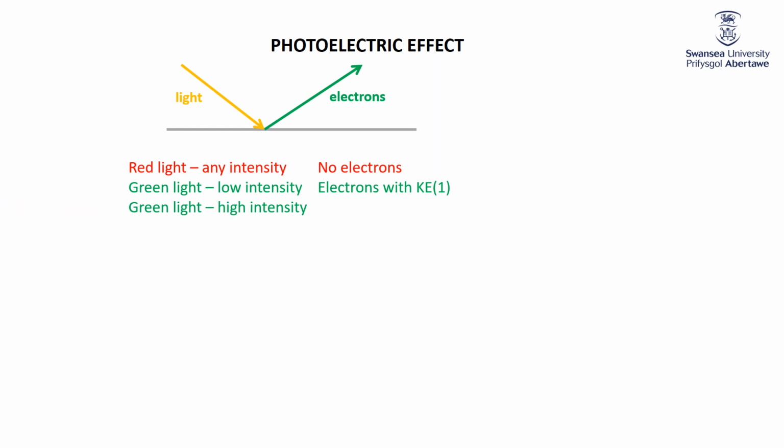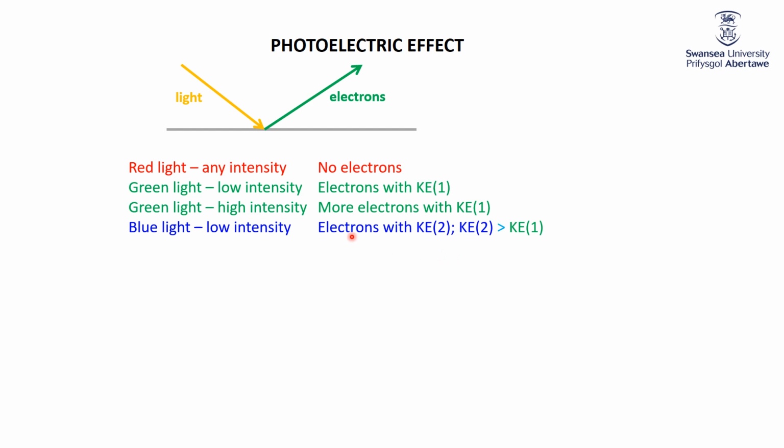If you turn up the intensity of the green light, you get more electrons coming out with the same kinetic energy. Blue light, which of course now we know has a higher energy, even at low intensity, will still release electrons, and those electrons will have kinetic energy 2, which is greater than the kinetic energy of the electrons released by green light. Turn up the intensity of the blue light, and you'll get more electrons coming off, with the same kinetic energy as from the low intensity light, which is bigger than that from the green light.